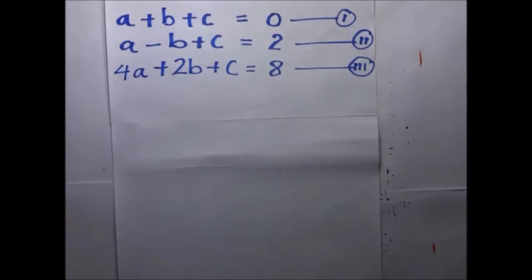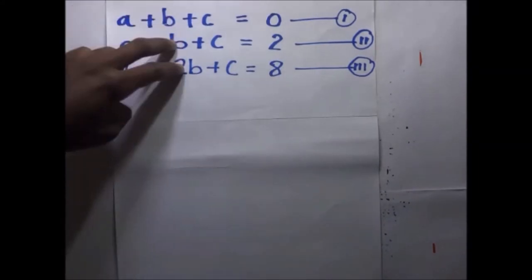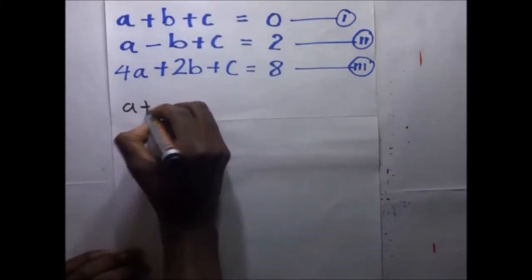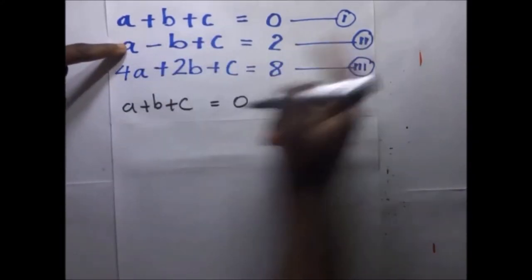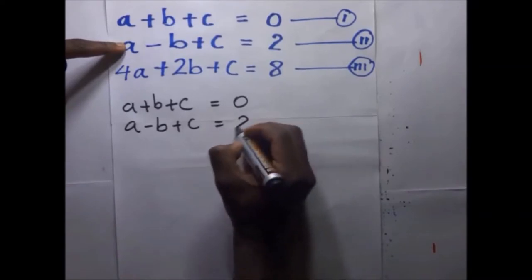Now, the strategy we shall approach here is that we shall seek to eliminate B in the first two instances. So let's first pair these two equations. We have A plus B plus C is equal to 0. And then we have this one, A minus B plus C is equal to 2.